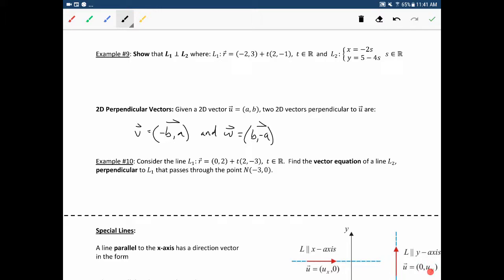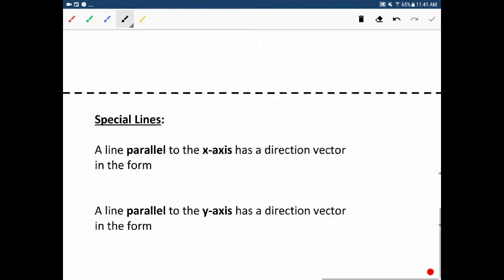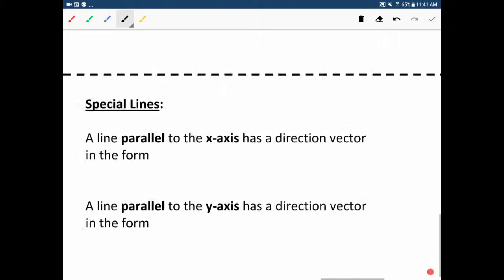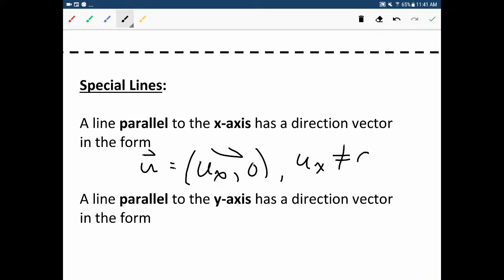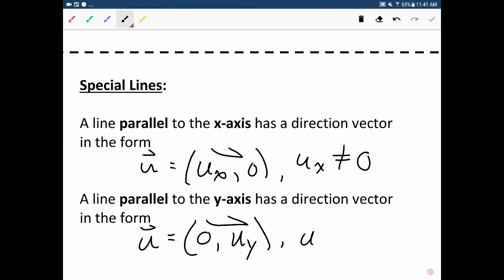Finally, we're going to jump down to special lines. This may seem obvious to some of you. If it does, good, that means you know what you're doing. If you have a line that's parallel to the x-axis, its direction vector will have a 0 for the y component. Granted, it has to be a direction vector that's not the zero vector, because you can't have that. And if we wanted one parallel to the y-axis, it's the same thing.